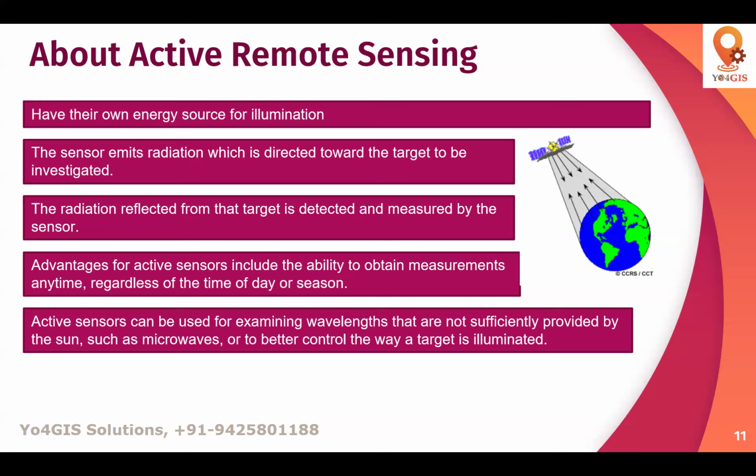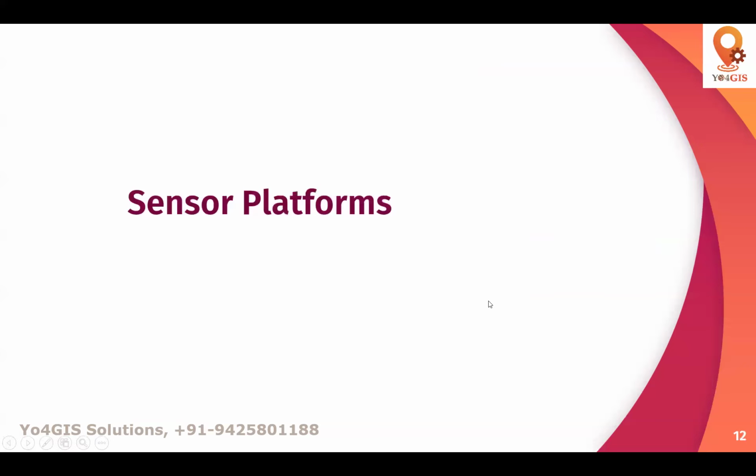Okay, so please remember this thing. Maybe in an interview people can ask you the question, what is the difference between the active sensor and the passive sensor? The active sensor, basically, we can get the information anytime, day or night. But if we are working with the passive sensor, it can collect the information only in sunlight. Whenever the sun is available, then only the passive sensor will work and give the information.